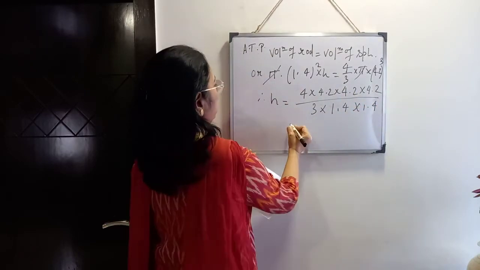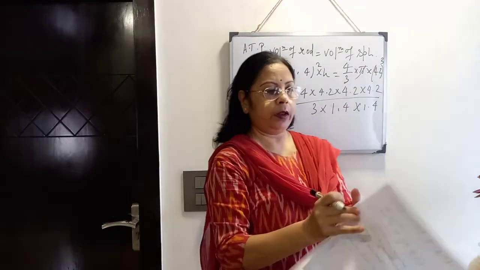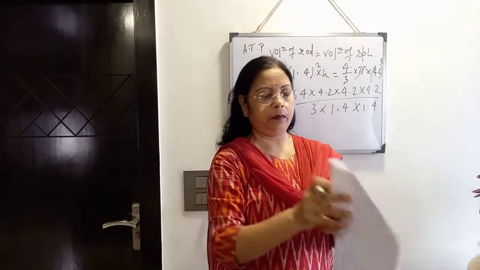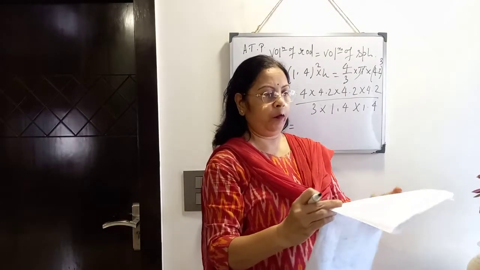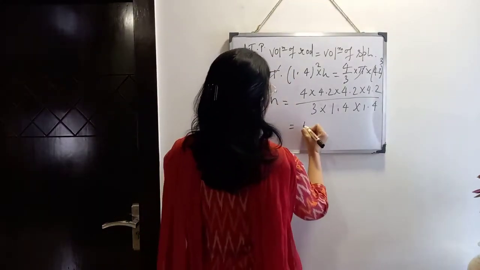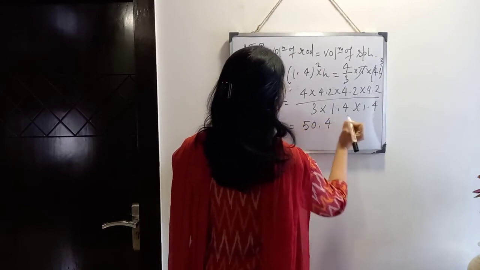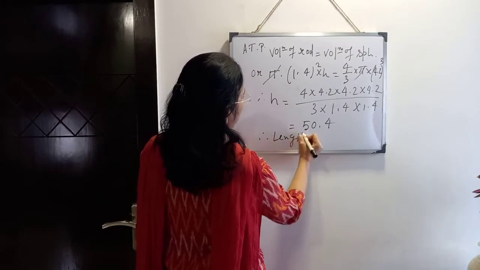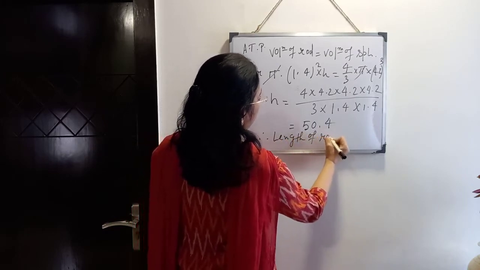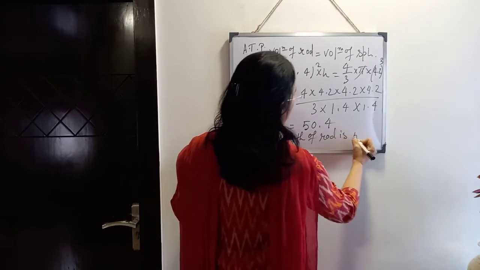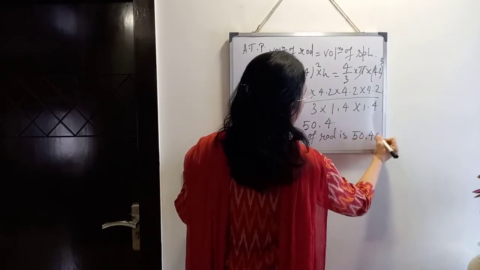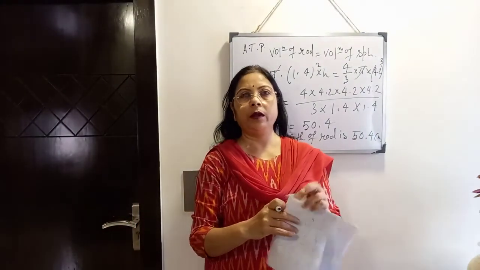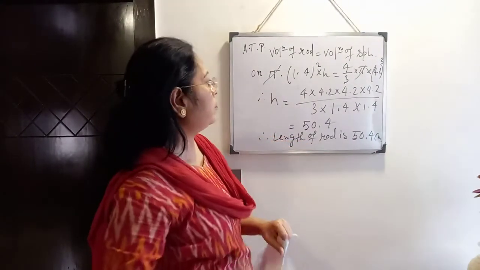This calculation you will do. I have done the calculation, that's why I am writing the answer. It will be 50.4. So you have to calculate the length of the rod. So the length of the rod is 50.4 centimeter. Clear? How you have got? By equating the volumes. Then next one.